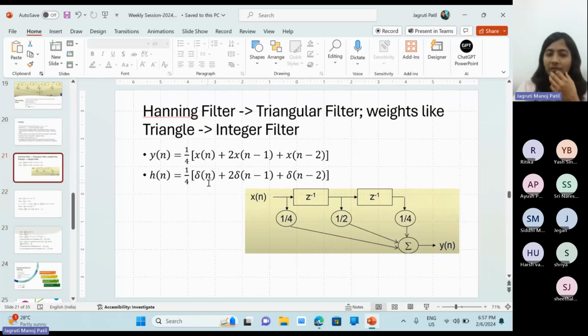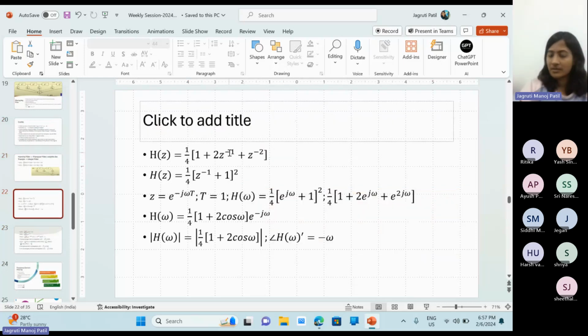So if we have delta of n plus 2 times delta of n minus 1 plus delta of n minus 2, this x of n would be easier from here. You take x of n out, and there's a delay of 1 and a delay of 2. So how do we write it? It's 2 times z raised to minus 1, plus z raised to minus 2, plus 1. So this is actually a square.